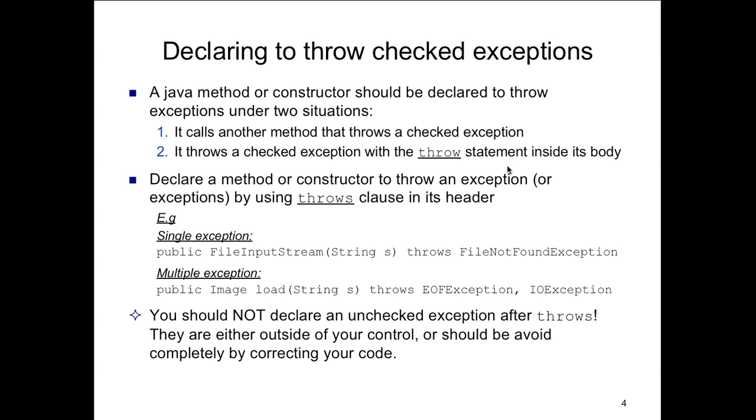So you declare the method or the constructor to throw an exception or exceptions. You can throw more than one by using the throws clause. Here's our single exception. Here's our multiple exceptions. This one throws EOFException and IOException. So it throws both. You just separate them by commas. Basically you list the names of the exceptions that could possibly be thrown by the activities that you're performing. It makes no sense to put a FileNotFoundException or IOException in here if you're not doing any IO or any file handling.